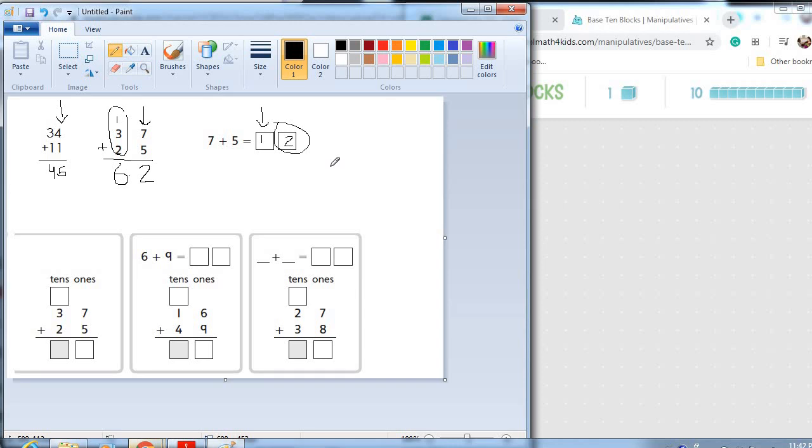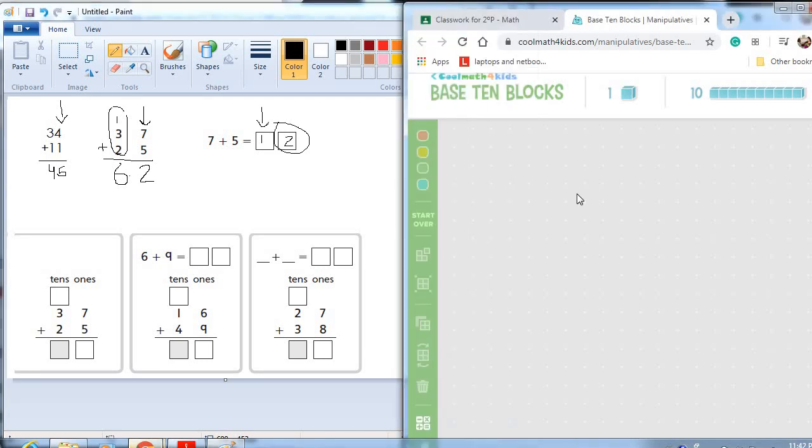But sometimes this is hard to do in our head. A veces estos son muy difícil para hacer en la cabeza. So we can use base 10 blocks to help. Entonces nosotros podemos hacer con los base 10 blocks.